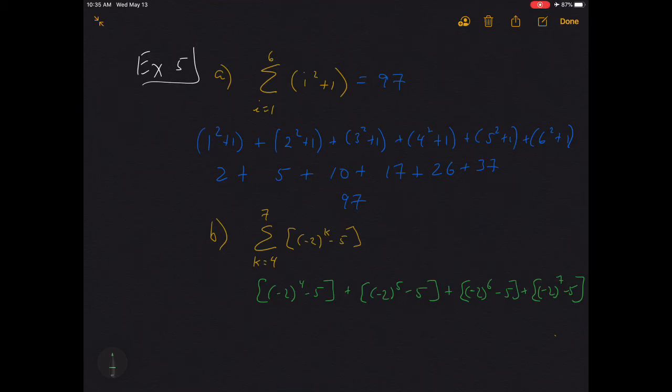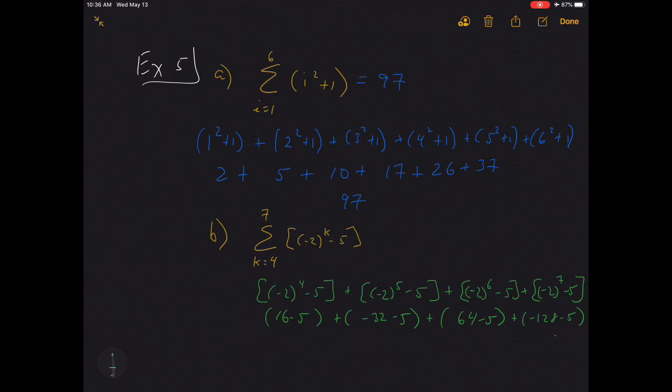All right, so these numbers are going to start to get a little bit bigger because of the values that we have. So negative 2 to the 4th power is negative 2 times negative 2 times negative 2 times negative 2. That's 16. So 16 minus 5. Negative 2 to the 5th power is going to be 32, but it's going to be negative 32 because it's an odd power. So it's negative 32 minus 5. Negative 2 to the 6th power is positive 64 minus 5. And then negative 2 to the 7th power is negative 128 minus 5.